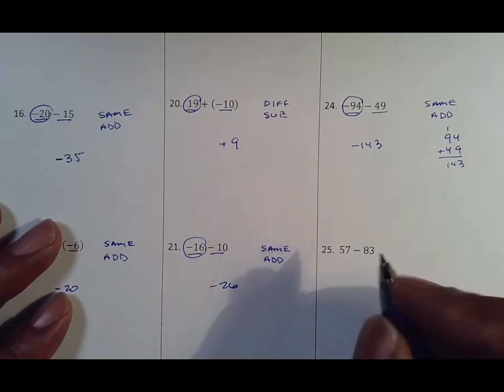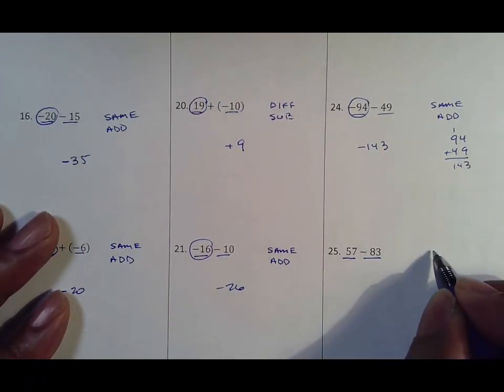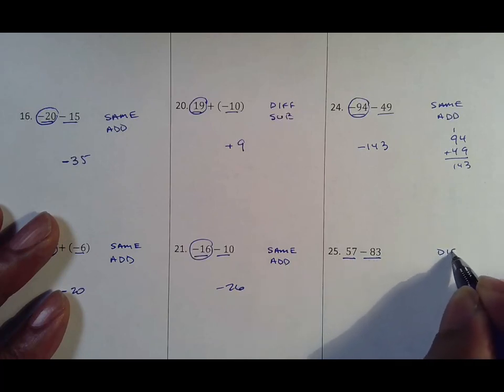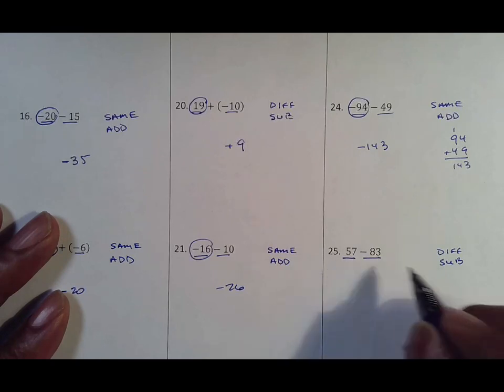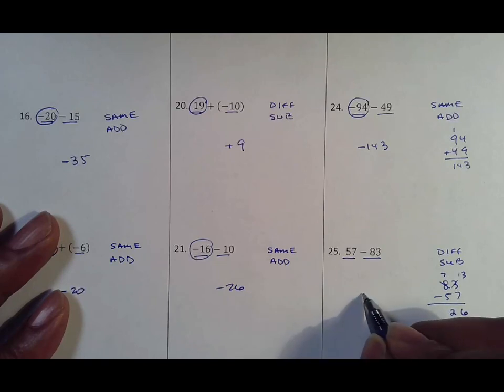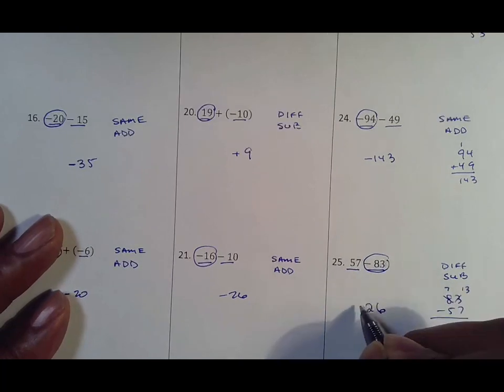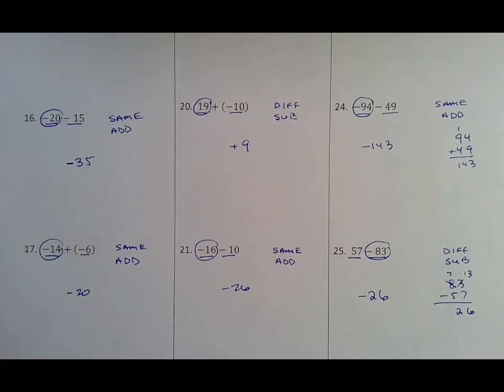Number 25, don't forget this is a positive 57 and a negative 83. Positive, negative is different. Because they're different, we will subtract. So bigger number on top will be 83 minus 57. You cannot do 3 minus 7, so we must borrow. 13 minus 7 is 6. 7 minus 5 is 2. Bring that answer back, and then get your sign by looking at the bigger number. Negative 26 is it.